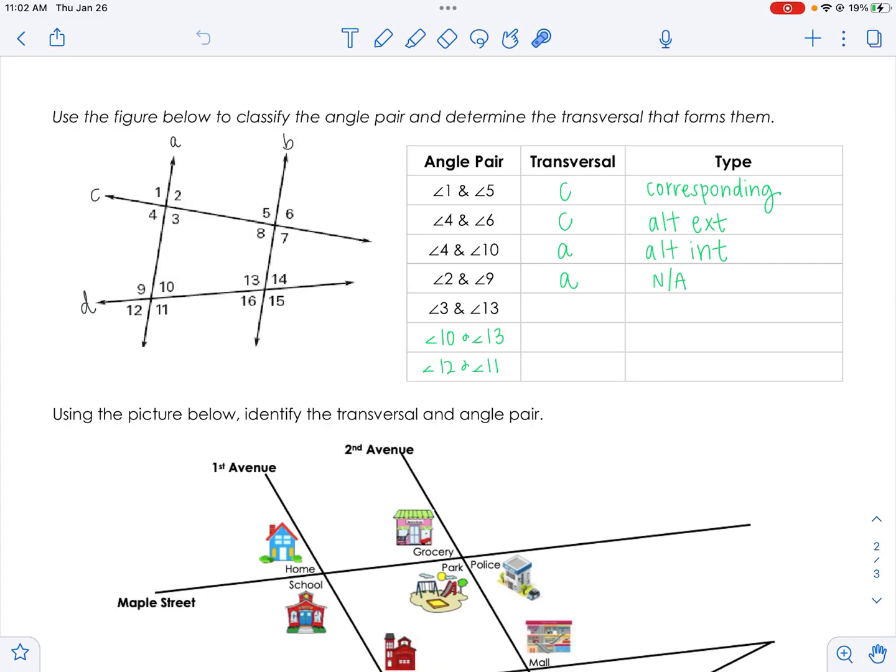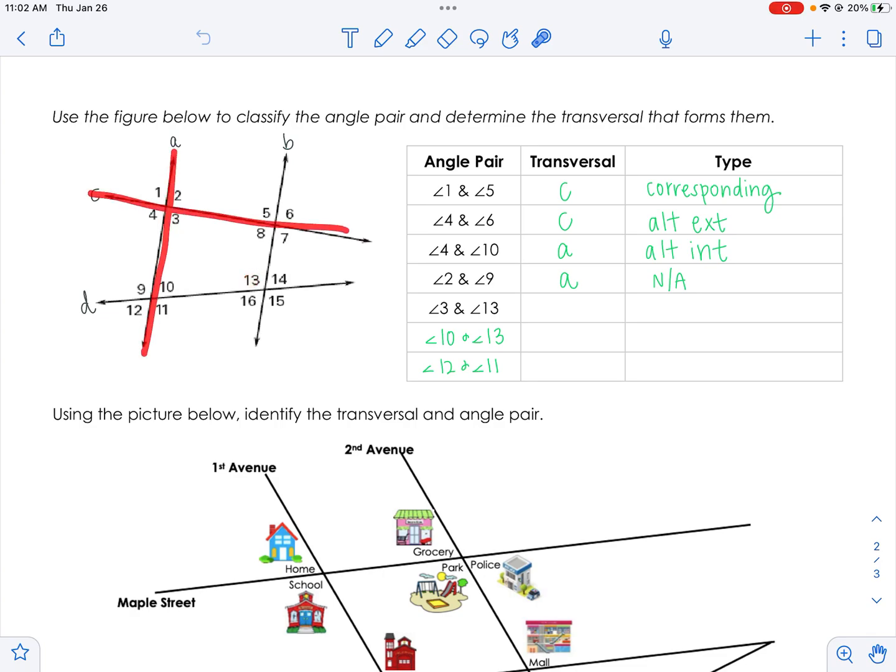So picking up where we left off, let's take a look at angle 3 and angle 13. If I notice, angle 3 is on lines A and C, right? So that's angle 3 on lines A and C. And angle 13 is on lines B and D. Well, there's no overlap there. There's not a transversal. There's not a line that goes with 3 and 13.